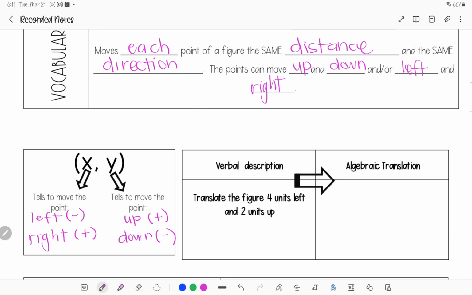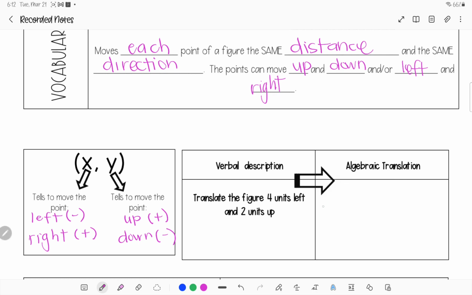So a verbal description would be me saying to you, in words, "Translate the figure 4 units to the left and then 2 units up." So you would take each point and count 4 units to the left and then go 2 units up.